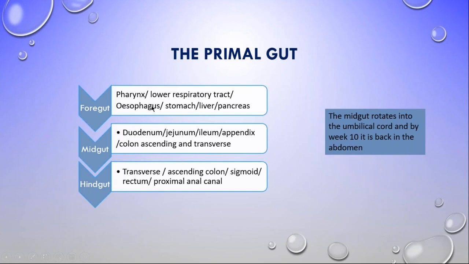The midgut rotates into the umbilical cord, and by week 10, it is back into the abdomen. This is a very important concept because, and we will discuss this in the second half of the lecture, when we are talking about the so-called exomphalus or the gastroschisis, it is after week 10 where we see that the problems have arisen because it has not rotated back into the abdomen.